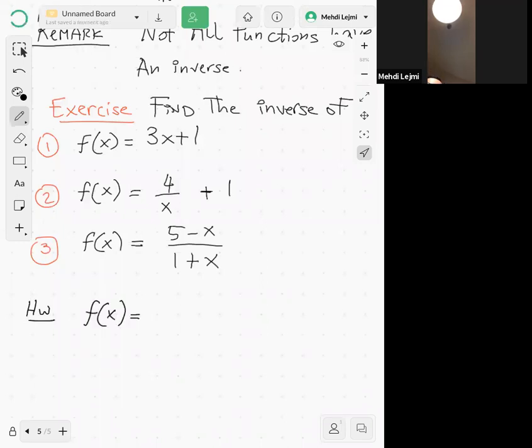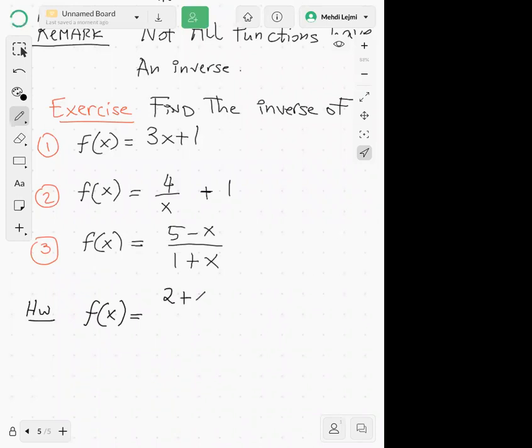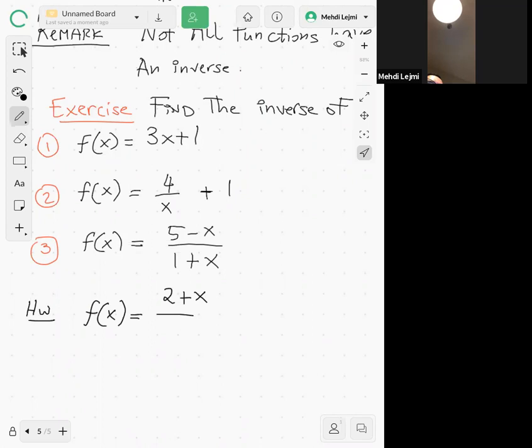You have this f of x. I'm going to change it. Let's say 2 plus x over 3 minus x, and for g, instead of 4 over x, let's take 5 over x. So you have to find this f of g.